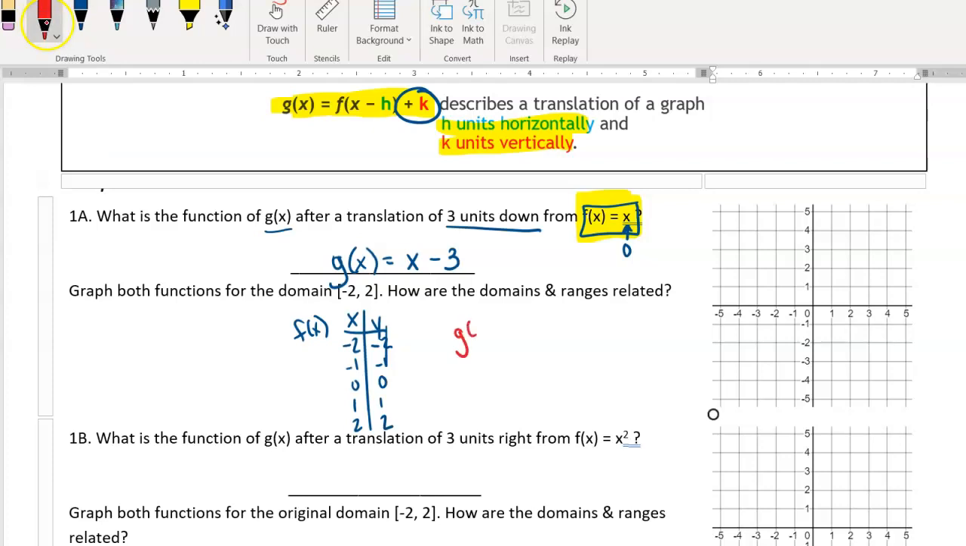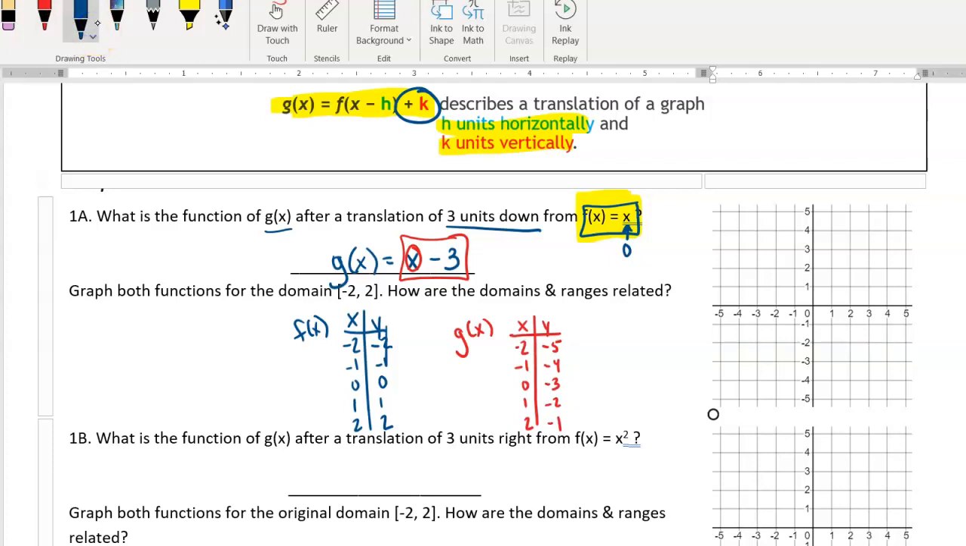And now let's do that for g of x. Now g of x is telling us to apply this to our function. So when we do the same domain, when we plug those numbers in for x, we put -2 in there. -2 minus 3 is -5. When we put -1 in for x, -1 minus 3 is -4. Put 0 in there, you get -3. You get the idea. And these are going to be the points we're going to graph.